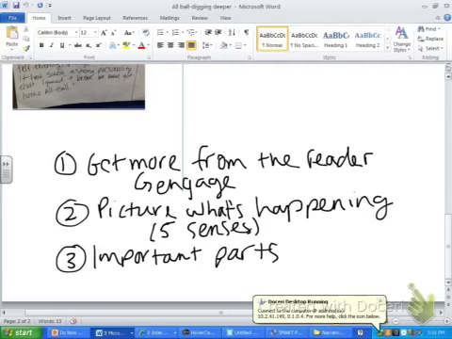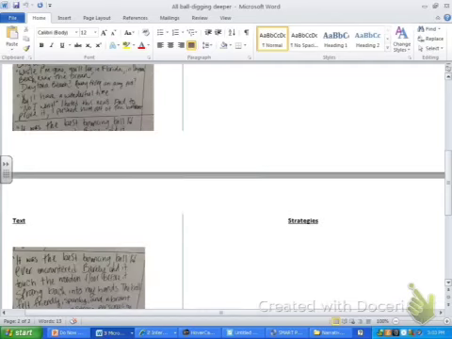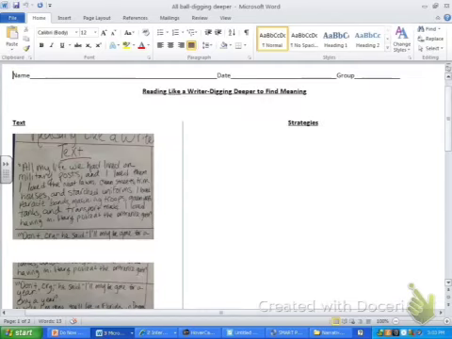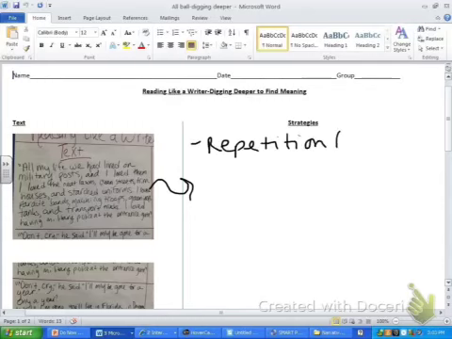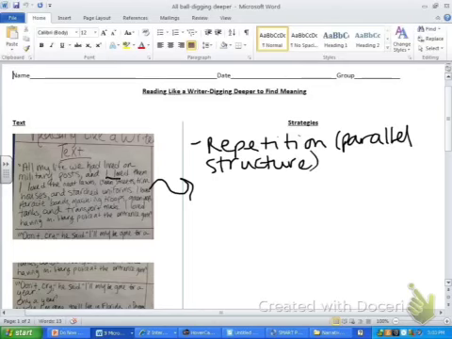So, if you remember, we took a look the other day at All Ball and how they really dug deeper in this story. So one thing we noticed from this is that the author uses repetition, otherwise known as parallel structure. Okay, so she keeps repeating like I loved, I loved, I loved, and that really shows us that this is a really important part of the story. She really wants us to know that she loved where she did live.